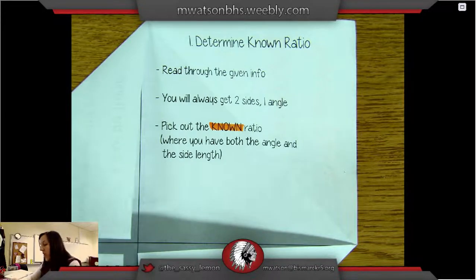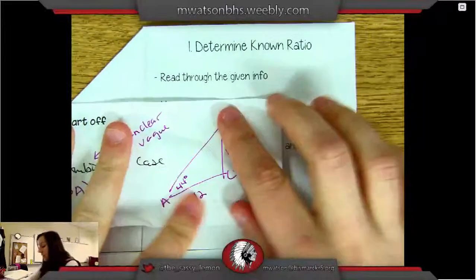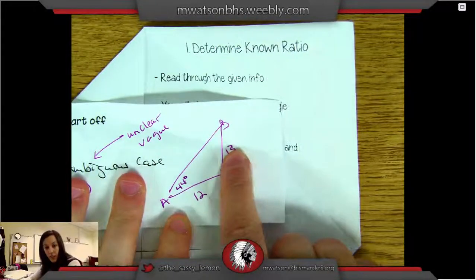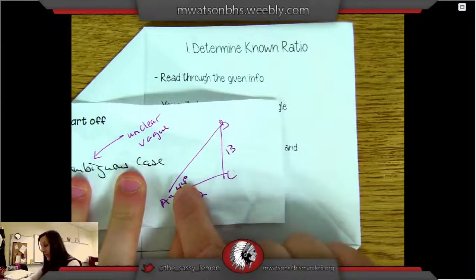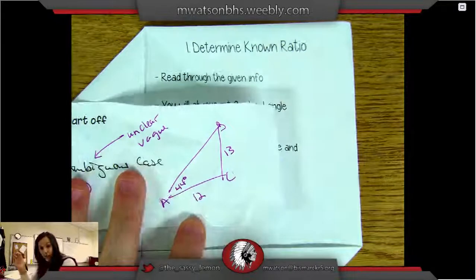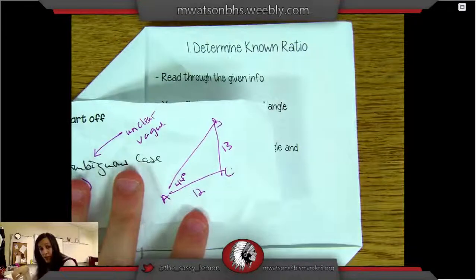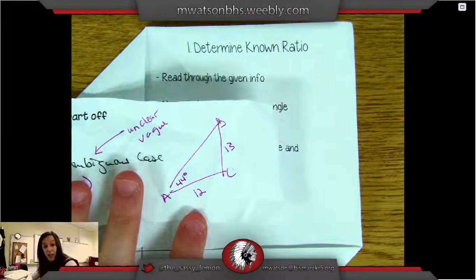So in this piece of trash I just threw away, notice that we have angle A and we have side A. This is called the known ratio because law of sines is all about ratios. You've got A over sine of A. So if you have one ratio, then you can do something with that.